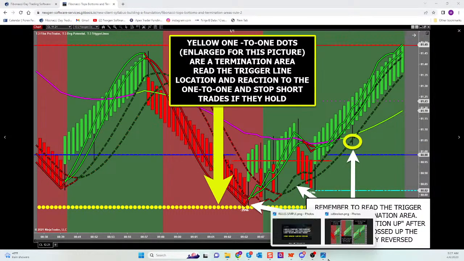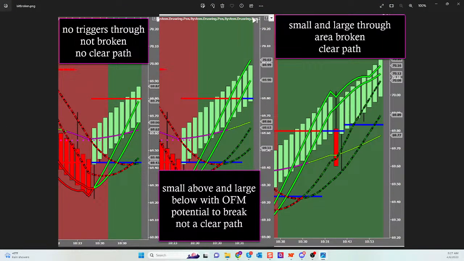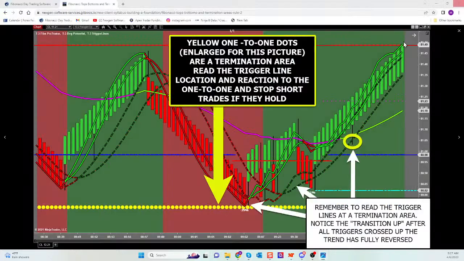So is everybody clear? I try to keep it as simple as possible. Triggers break through, we're good. Triggers don't break through, sit on your hands. Small triggers break through, make sure that things are perfect for that entry. Guys, these are termination conditions. These happen on the 13-2 chart.